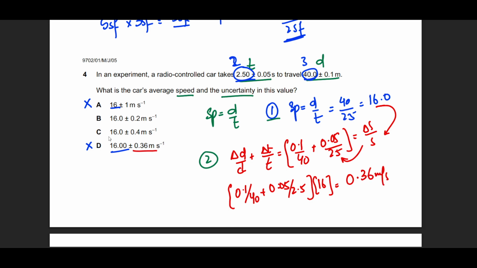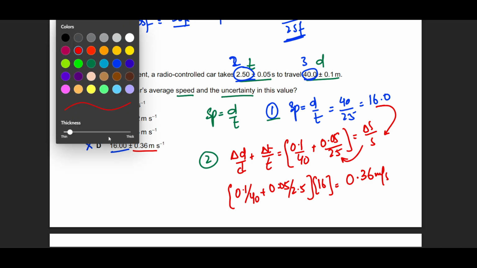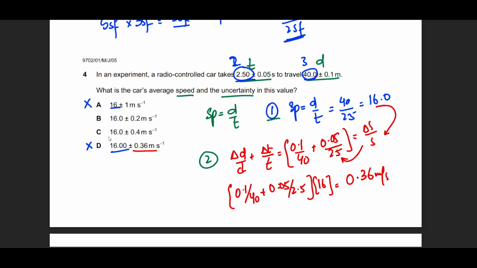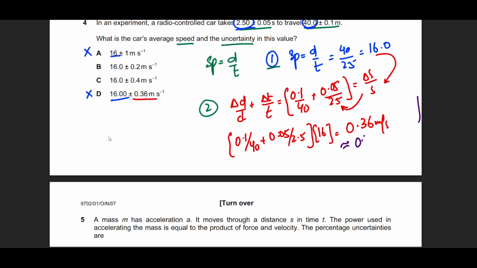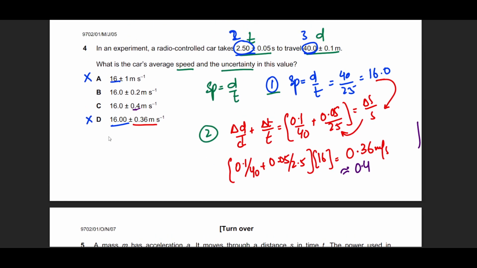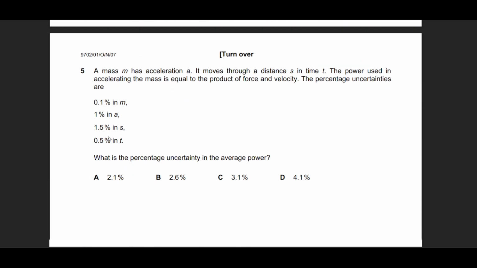But you already rejected that option. What are we going to do now? Remember, errors are up to 1 significant figure. So you deliberately round this off to 1 significant figure, which is 0.4, which is going to be this one. So option C is the correct answer for this question.